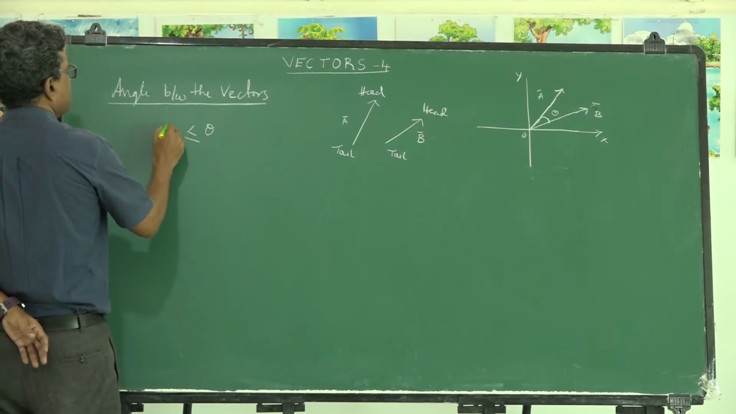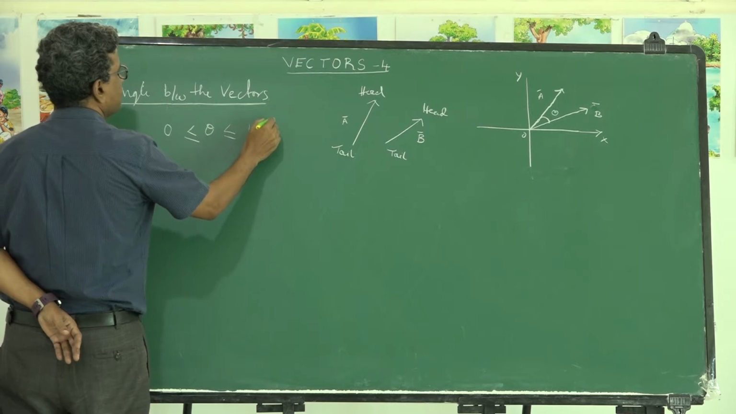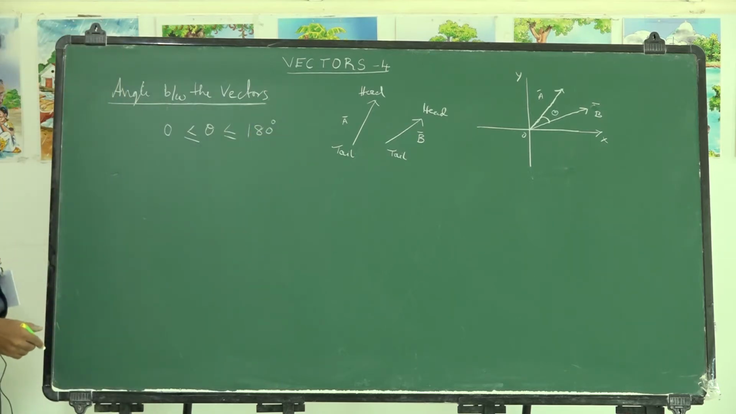It is greater than or equal to 0 and less than or equal to 180 degrees. So, it lies between 0 and 180. That means it should not exceed 180 degrees.